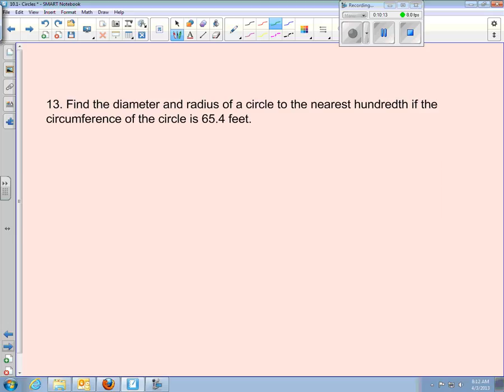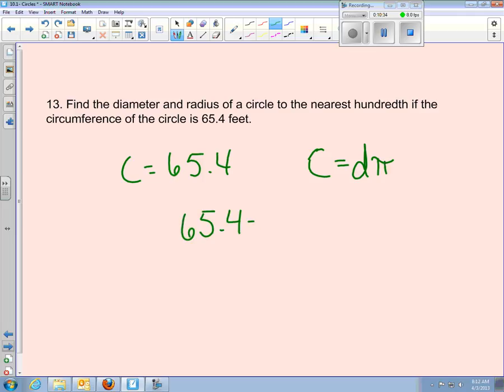All right, find the diameter and the radius of a circle to the nearest hundredth if the circumference of the circle is 65.4 feet. So, again, we are given our circumference and we want to find our diameter and radius. It's going to be easier to find the diameter first and then divide it by 2 to find the radius. So, plug 65.4 in and go ahead and do this problem just like we did number 11.